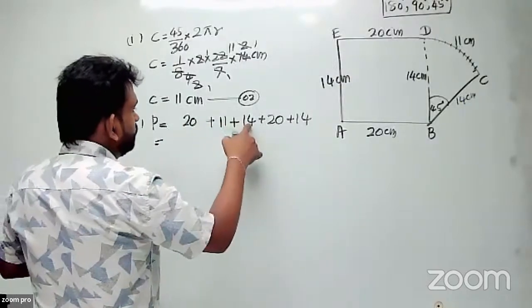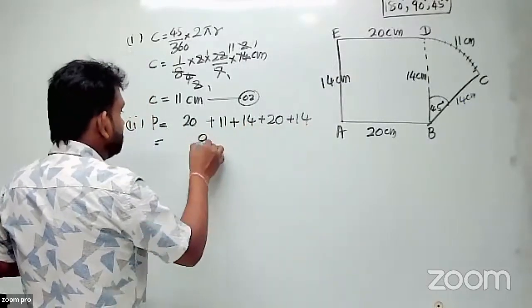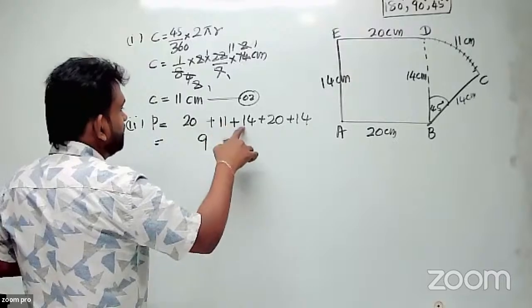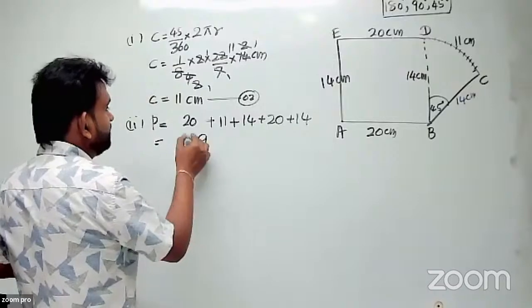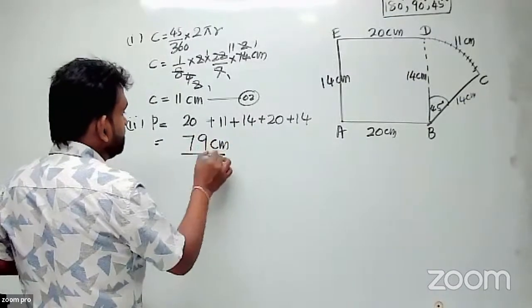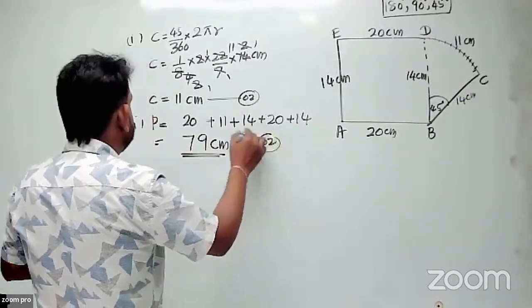Then 1 plus 4 is 5, plus 4 is 9. Then add 2 plus 1 is 3, 1 is 4, 2 is 6 and 7. So 79 centimeter. That gives you another 2 marks.